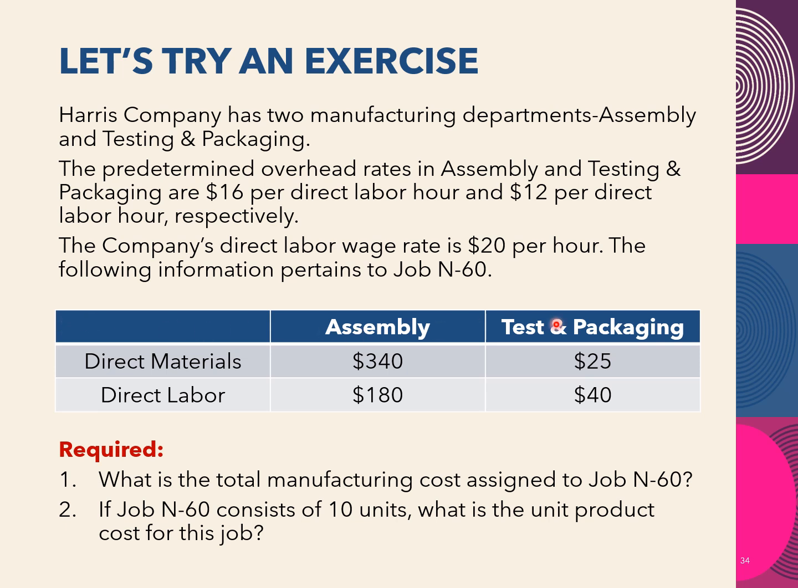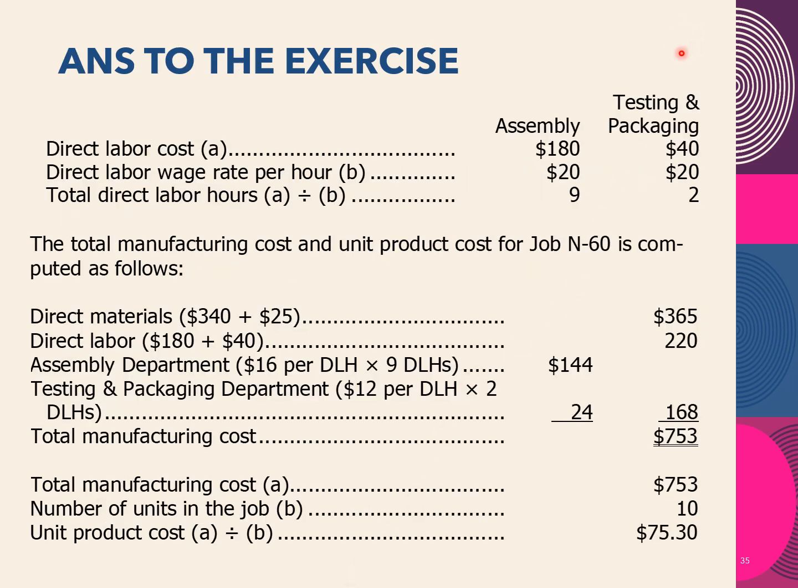Here is the information. You are required to answer number 1, what is the total manufacturing cost assigned to Job N60? Number 2, if Job N60 consists of 10 units, what is the unit product cost for this job? Here is the answer to the exercise. The total manufacturing cost is $753 and the unit product cost is $75.30.